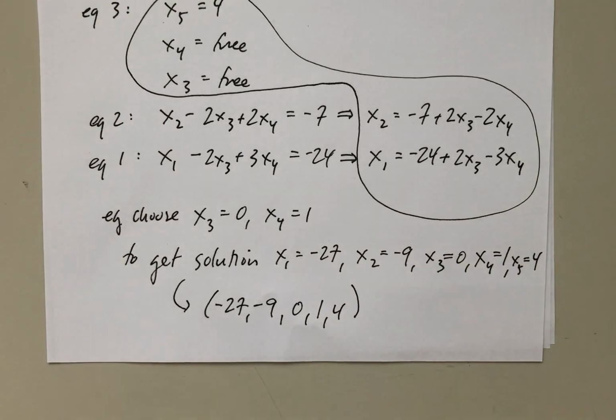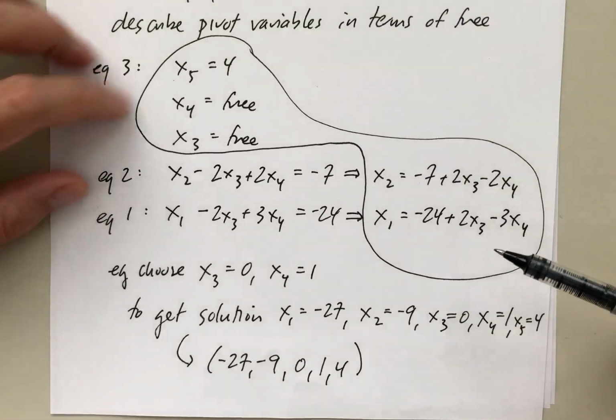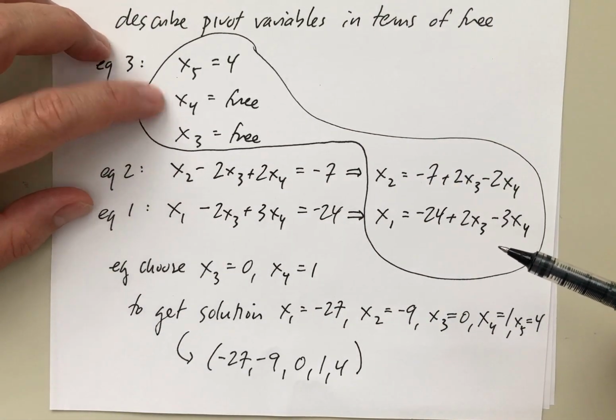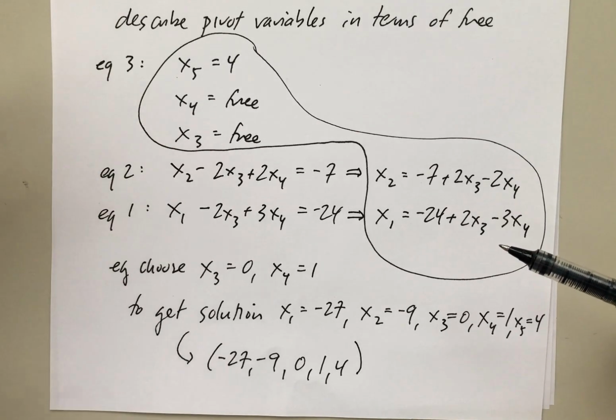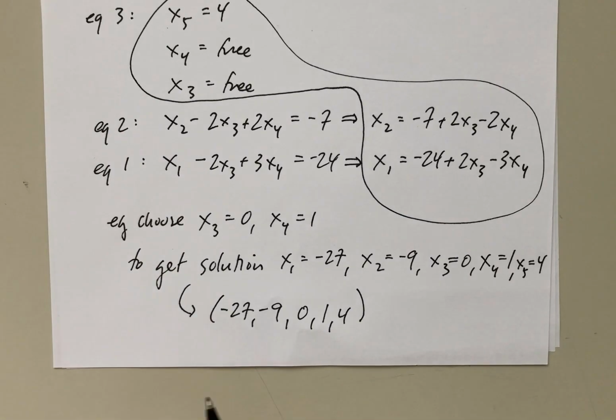Okay, and that's my solution. Again, what I'm doing here is giving you the recipe to describe all possible solutions, with the idea that x3 and x4 can be anything. They're arbitrary. They force the other ones, and it gives me a recipe to describe all the solutions.